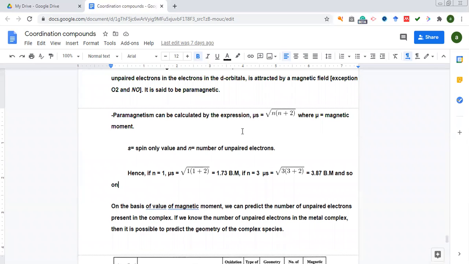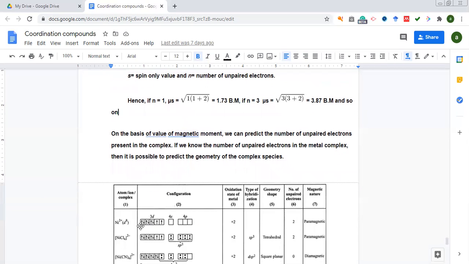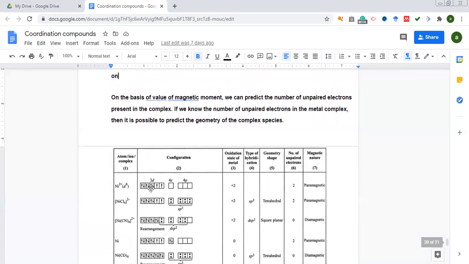So maximum, how many unpaired electrons may we have in the outermost shell d subshell? 5 unpaired electrons. Beyond 5 we don't have. Why? Because if there is a sixth electron, what happens? The sixth electron starts pairing up. From the sixth electron onwards in the d subshell, electrons will be paired up. So the maximum number of unpaired electrons we can expect in the d subshell is 5.